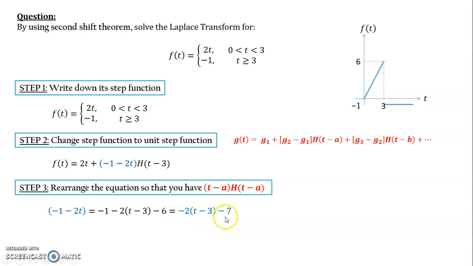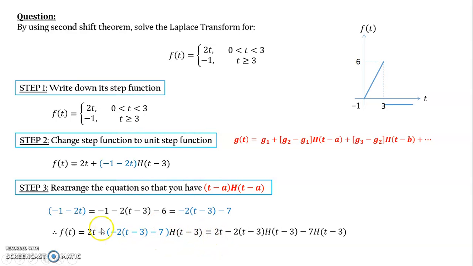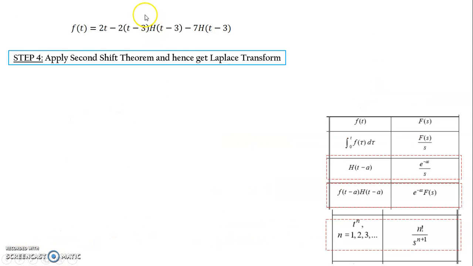Okay, and then once you have the equation in terms of t minus a, you can substitute it back into here. So finally what I have, f(t) is equal to this. Okay, so because I change this into this, I can rearrange it so that I have 2t minus 2(t minus 3) h(t minus 3) minus 7 h(t minus 3). Okay, so now you have t minus 3, t minus 3 and t minus 3.